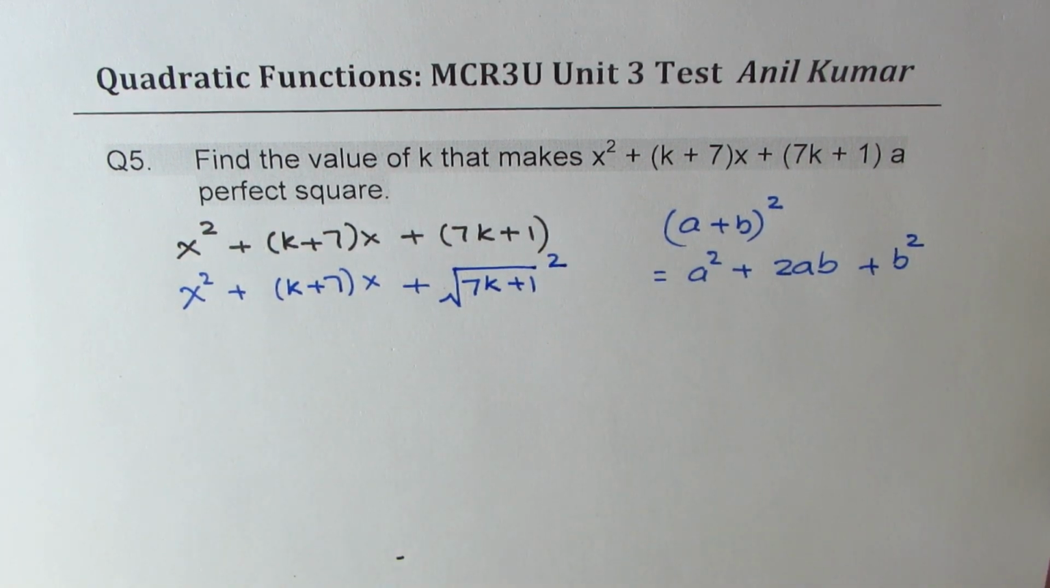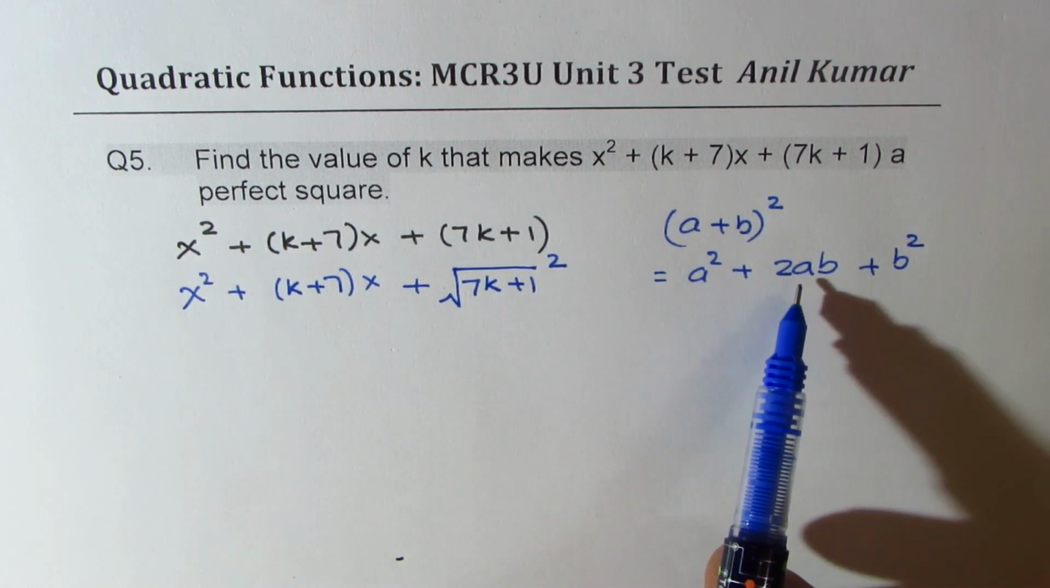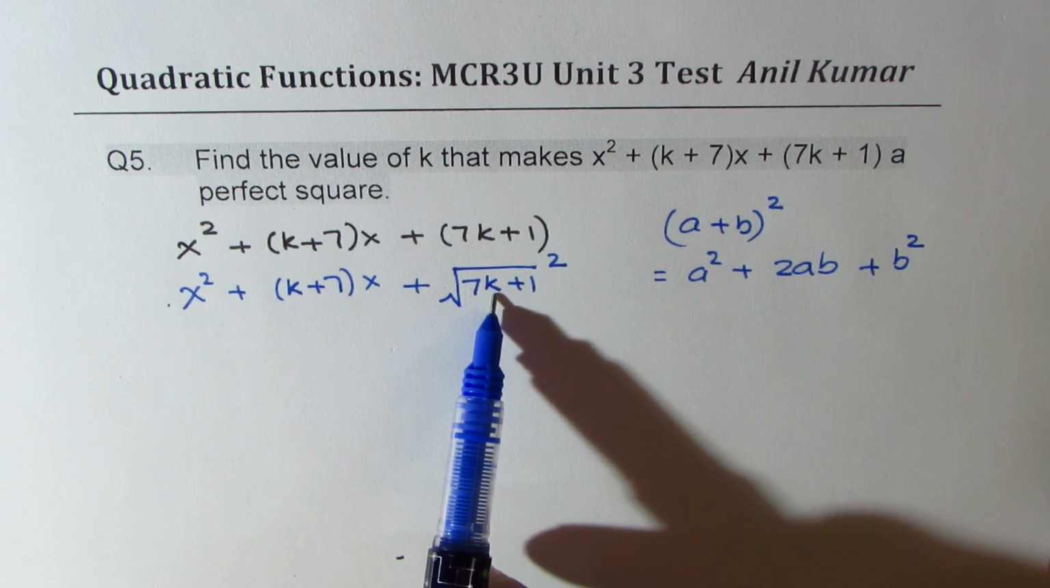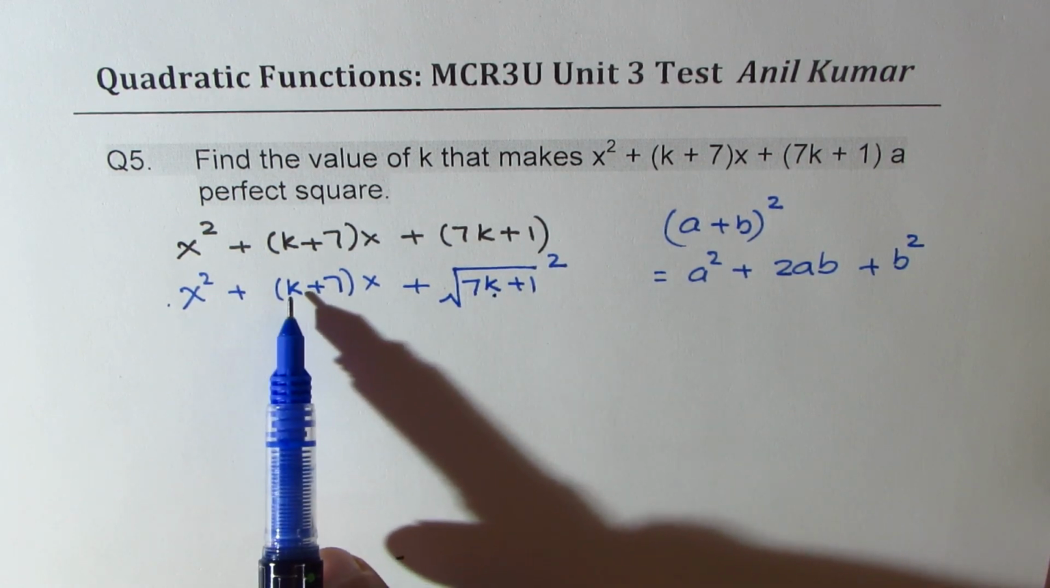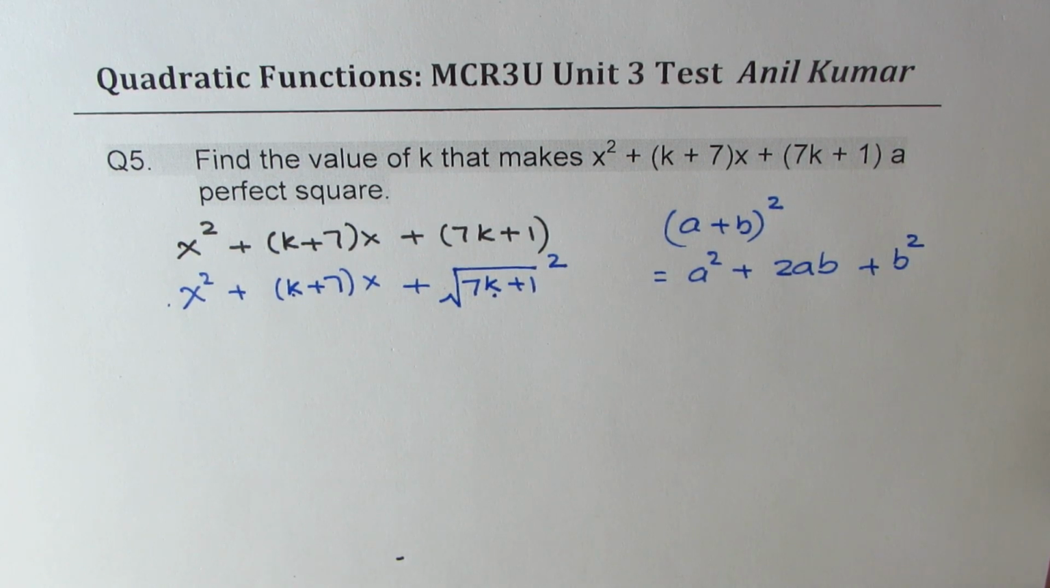So that becomes the same thing, right? Now the center term, which is twice ab, a is 1 for you, right? And b is this number. That should be equal to 2 times the in-between number. Got it? So that is the whole idea. So that gives you the equation.